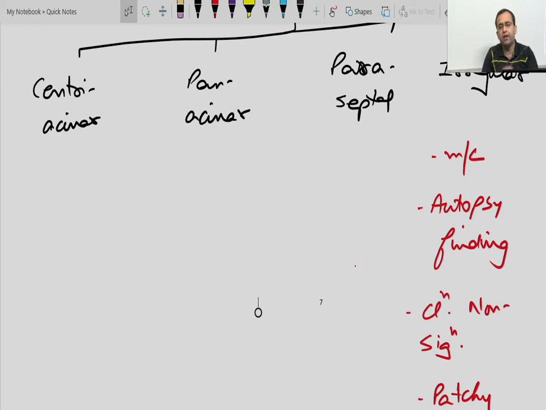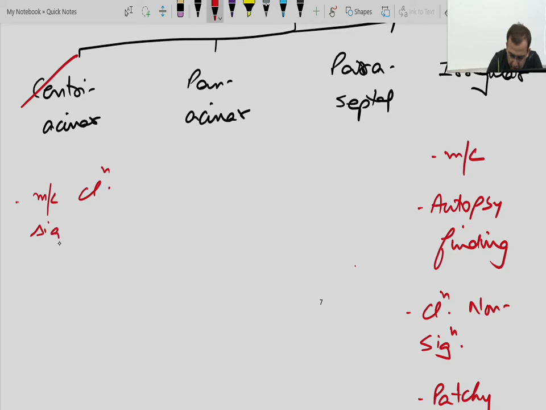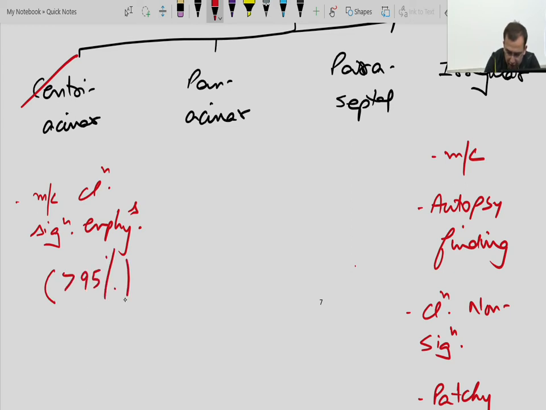Next question, the most common clinically significant emphysema is the centriacinar type. When I say clinically significant, what percentage of people going to the doctors have centriacinar? More than 95%.